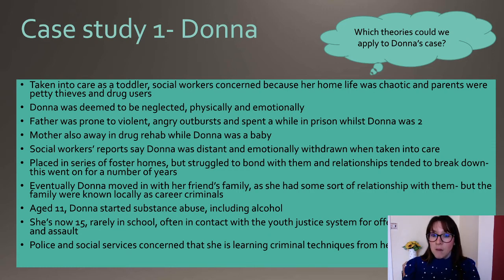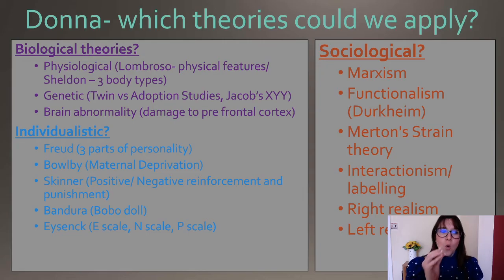If you can't make the links, you need to do some sort of revision or cover-all posters where you have each of your theories in front of you. So my class did biological, individualistic and sociological bubbles with the different strands and then tried to apply this case to the different strands they did. So this was a bit of a summary to help.